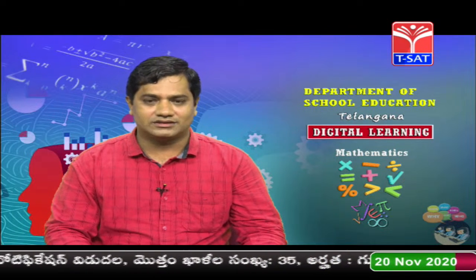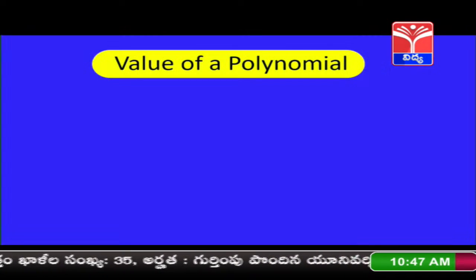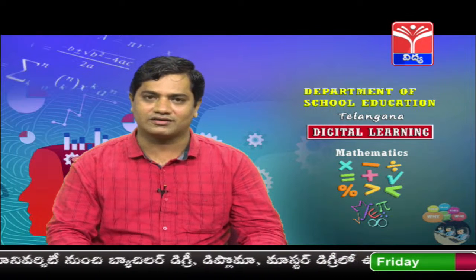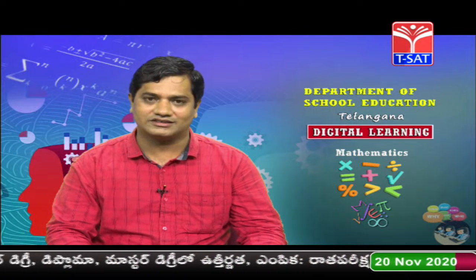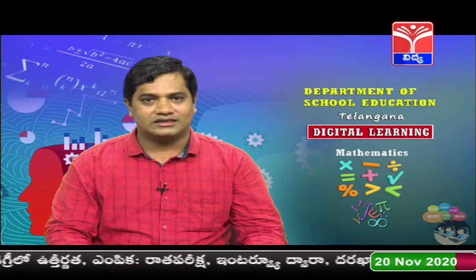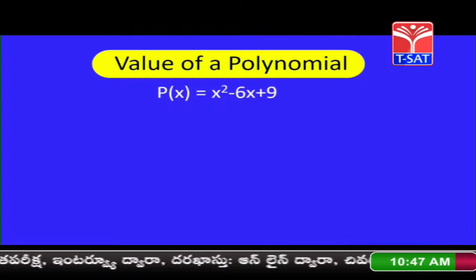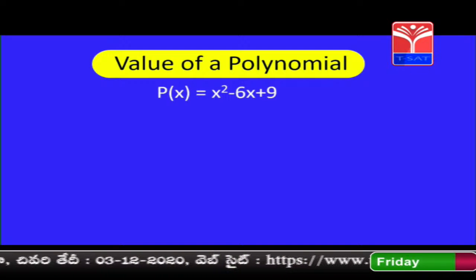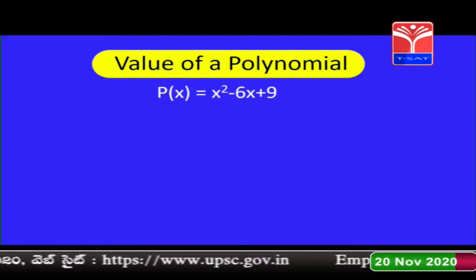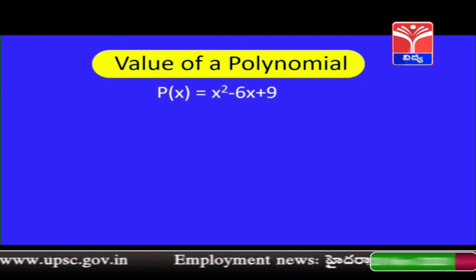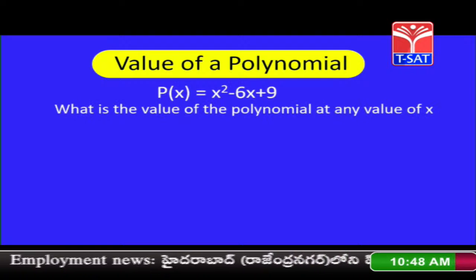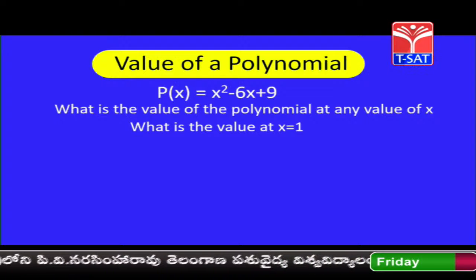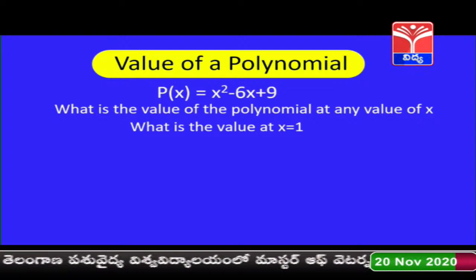So now let us try to find the value of a polynomial. How to find the value of a polynomial at a particular variable, a particular constant. So now let us consider one polynomial. P of x is equal to x square minus 6x plus 9. How to find the value of this polynomial at various values of the variable x? What is the value of this polynomial at particularly x is equal to 1? If you take x is equal to 1, what will be the value?